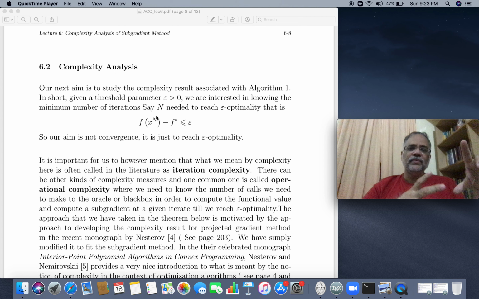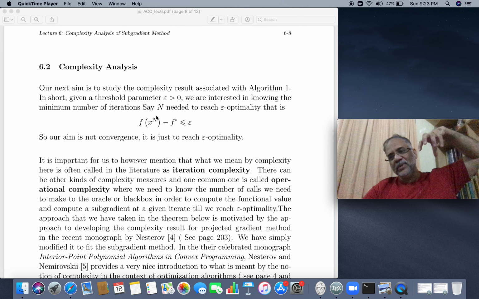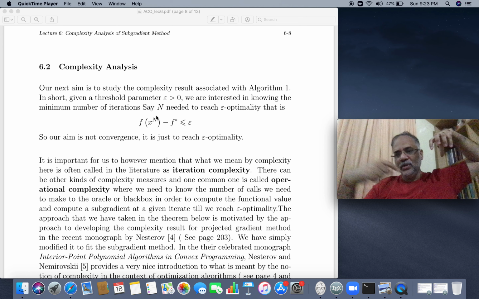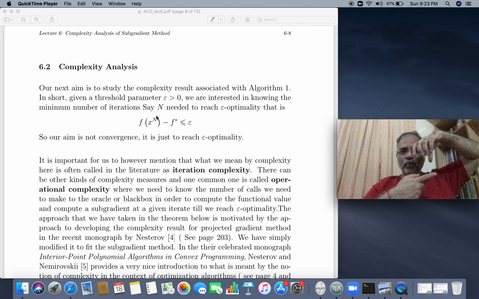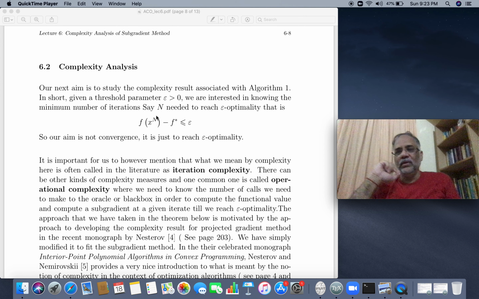There are other kinds of complexity, like operational complexity, because these algorithms are called black box algorithms. There is a black box. You are just putting x there, and you expect the function value f(x) to be known, and it will also throw you a subgradient of f at x. So how many calls you have to make to the black box in order to finally reach epsilon optimality.